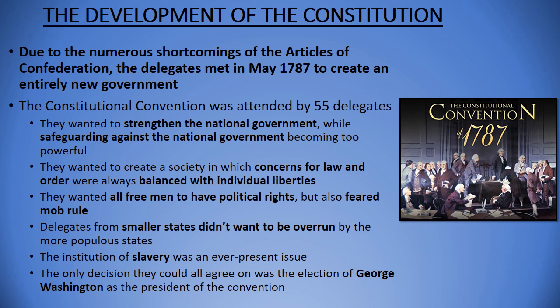The convention was attended by 55 delegates at the time, and it addressed a lot of issues, which we'll come back to. They wanted to strengthen the national government, but also make sure it wasn't too strong. They wanted to create a society where we had law and order, but we also had individual rights and liberties. They wanted all free men to have rights, but also feared mob rule. They didn't want smaller states to be overrun by the bigger states, population-wise. Slavery was an ever-present issue.